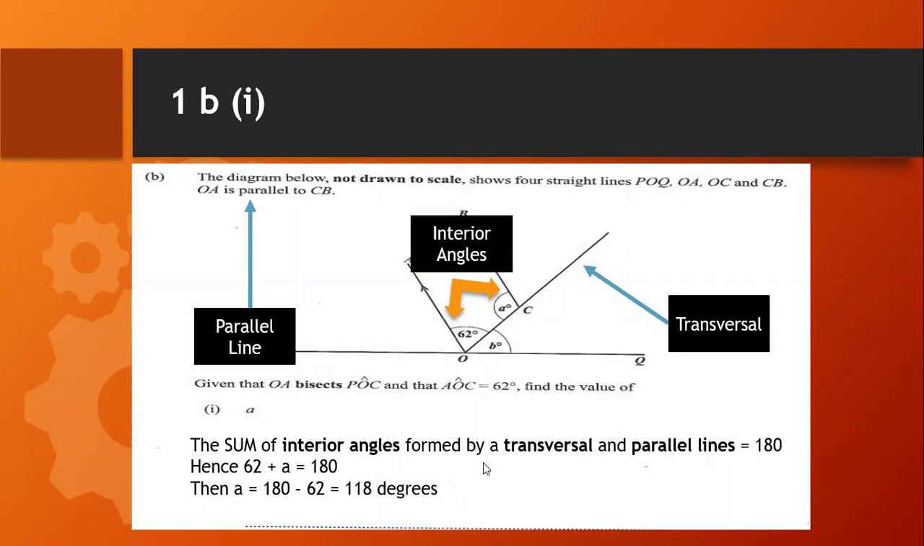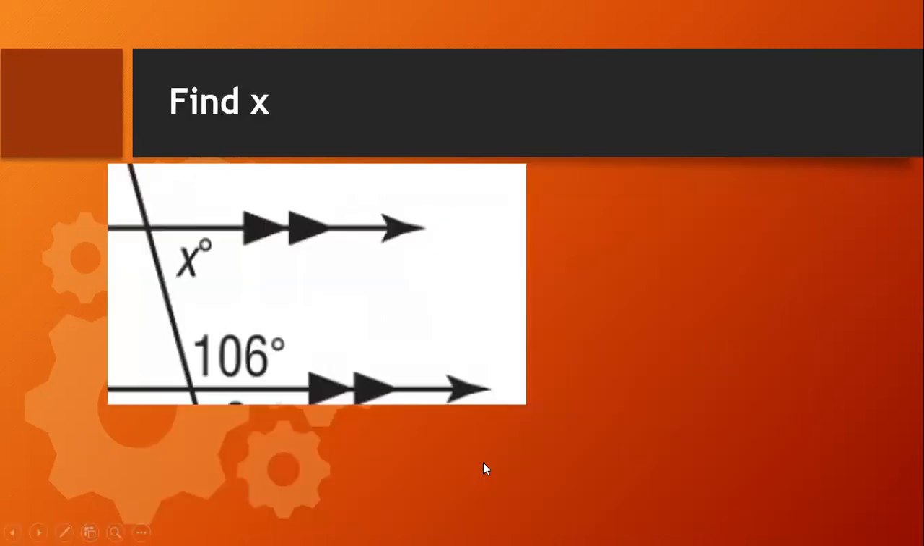Next, let's find X. We can use the ideas that we learned a second ago and find what X is right now. If you notice carefully, I have two lines that look like parallel lines. There's an arrow this way, arrow this way. Those are parallel lines here.